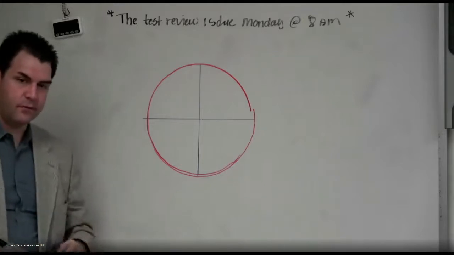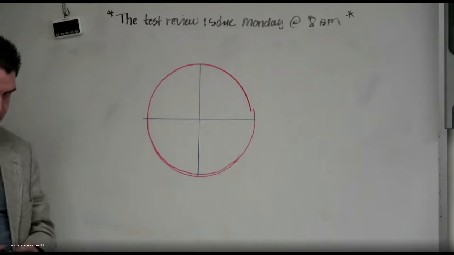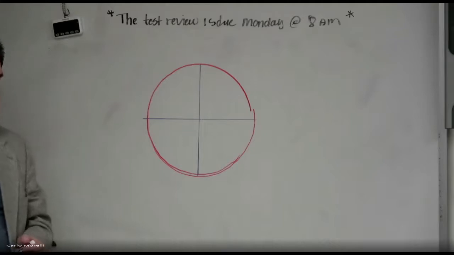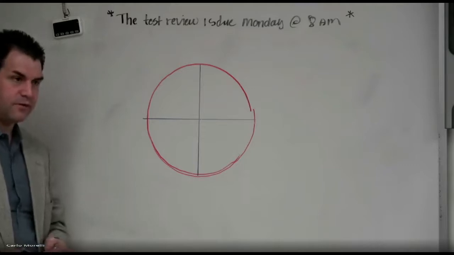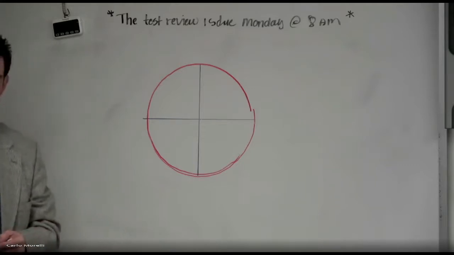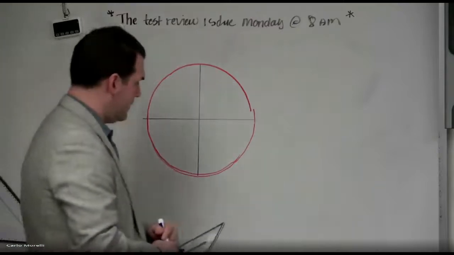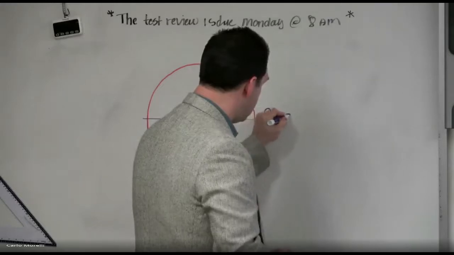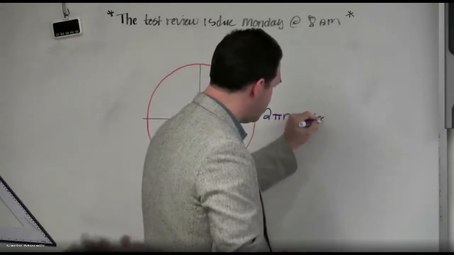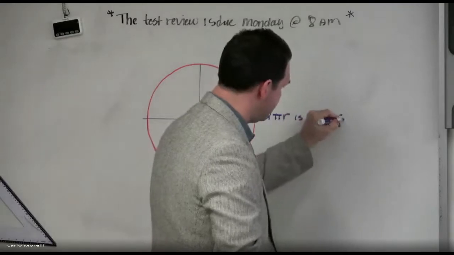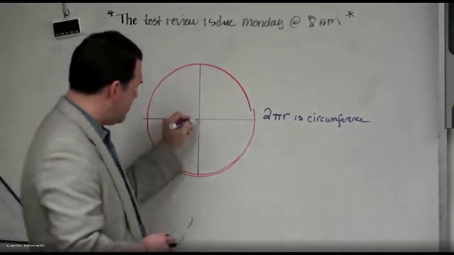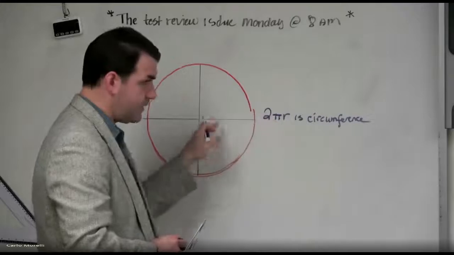Does anybody remember the formula for the circumference of a circle? Yeah, there's two formulas you learn. You learn pi times the diameter, but you also learn 2 pi r. You remember that one? 2 pi r. We're going to use that formula. 2 pi r is the circumference of a circle. Now, that's the radius. The r stands for the radius.